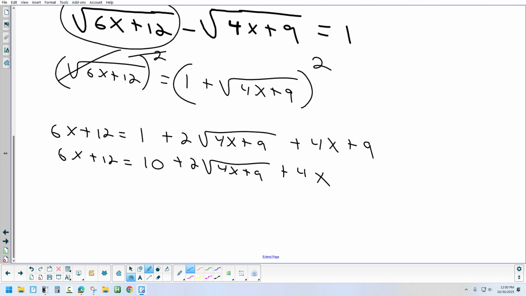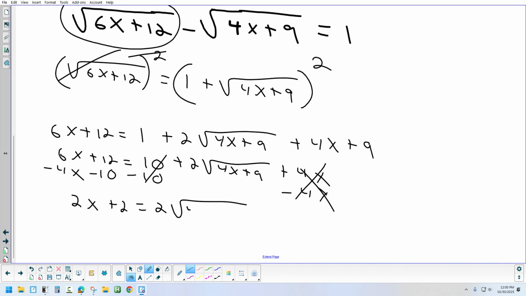Okay. How would I move the 10 over to the left? Yeah, subtract 10. How about the 4x? How would I move that over? Yeah, subtract it. That's gone. So now you've got 2x plus 2 equals 2 square roots of 4x plus 9.